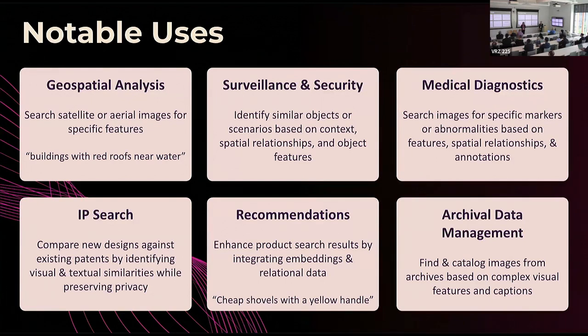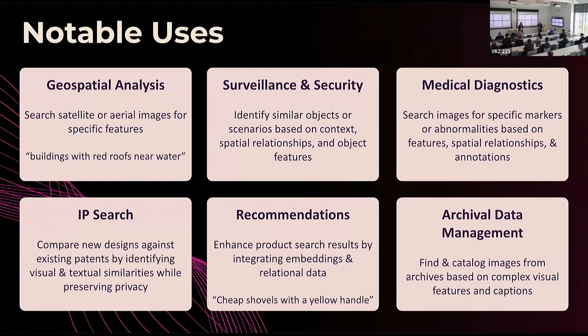Imagine geospatial analysis. Give me the red roofs near water in this time frame. That can be very difficult to do, but if you can get that context, both globally and locally. There's of course a lot of surveillance possibilities here. So you might want to look at similar objects that have similar markings that are in the right spatial dynamic of particular images. Medical diagnosis, well, I'll show an example of that in a moment, but you could look for certain markers and abnormalities in images. You can imagine how important that could be.